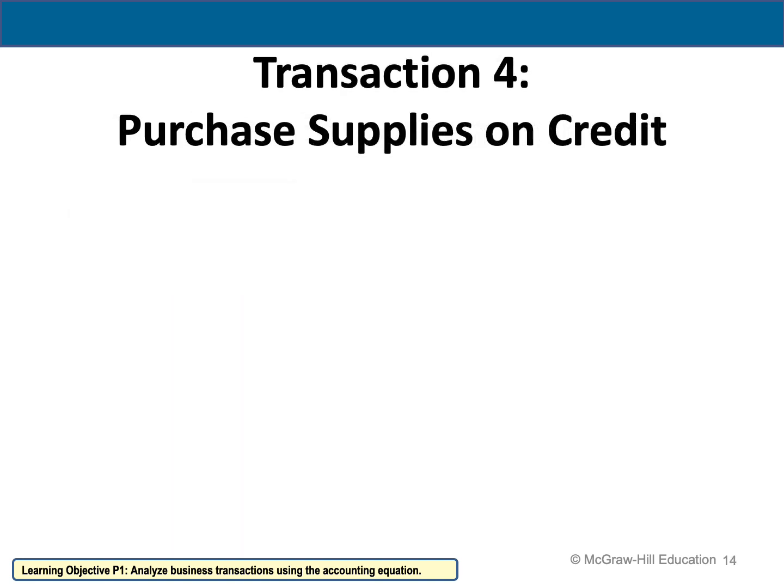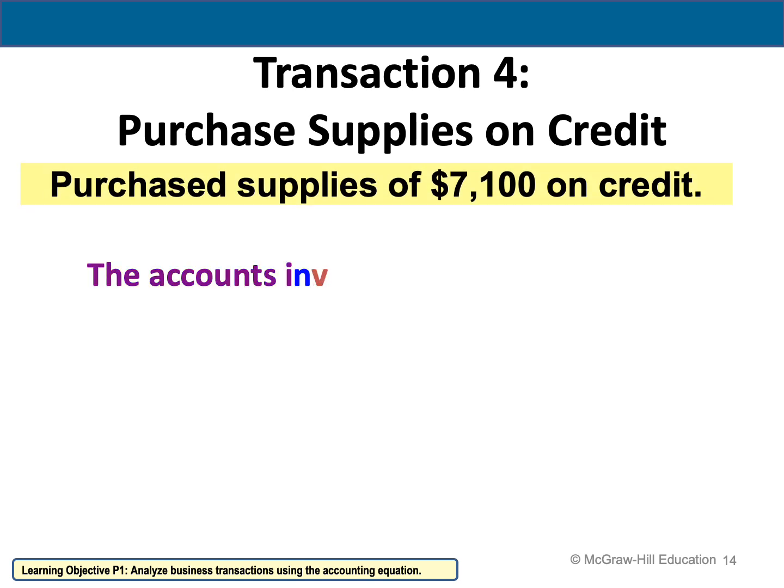Move to transaction 4. In this transaction, they say that the company purchased supplies. So we purchase supplies. We know supplies is an asset. We purchased the supplies for 7,100 on credit.